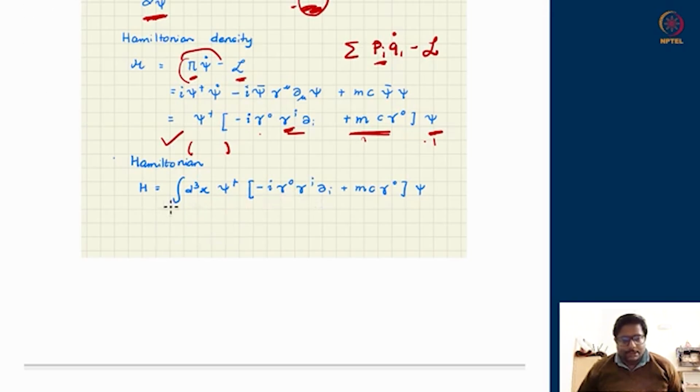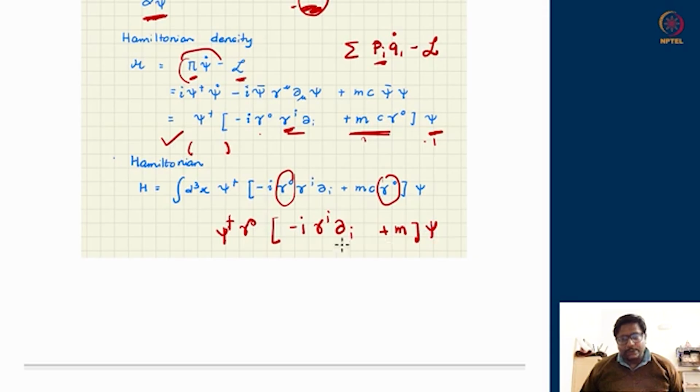So you see, the Hamiltonian is made up from a gamma naught term in the first term and the second term both. So I can pull that out. So I would have a psi dagger gamma naught, and I should have a minus i gamma i del i, and then m times psi. c is equal to 1 units I'm using. So this operator's action on psi should be known in order to get the Hamiltonian. So that is what I'm going to do.